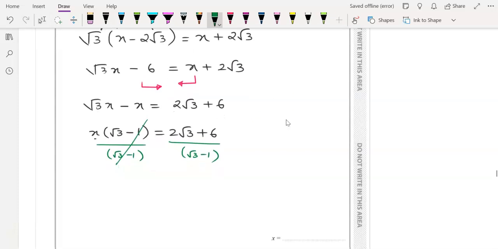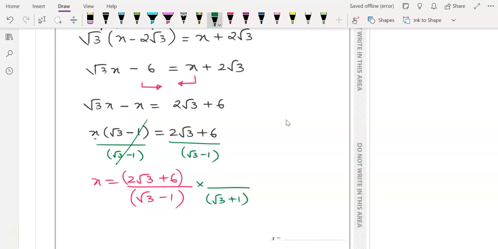We got the value of x, but we cannot leave the answer in this form. We need to rationalize the denominator. Now if you look at the denominator, you have two terms. So to rationalize this, we need to multiply by the conjugate pair. The conjugate pair of root 3 minus 1, the exact opposite, is root 3 plus 1. So if you multiply the denominator, you need to multiply the numerator as well. So let's multiply it out.